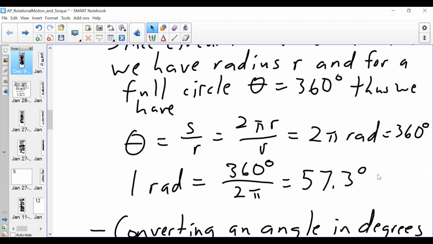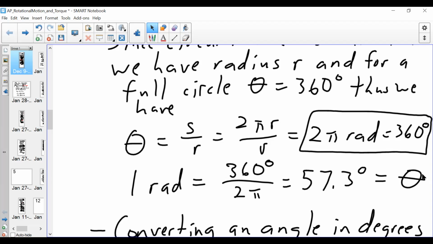So we can define the radian as 360 degrees divided by 2 pi, which is just this bit of the equation here, 360 divided by 2 pi radians, which is equal to theta, and that theta will be 57.3 degrees. So 1 radian is 57.3 degrees, and vice versa.